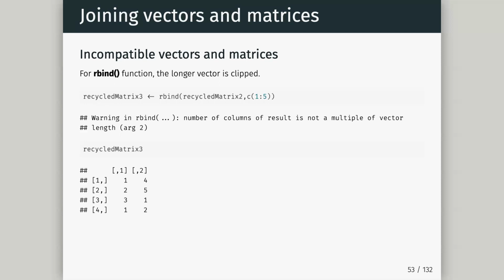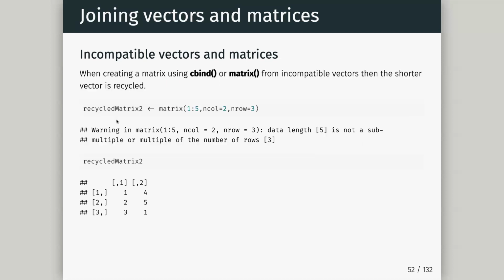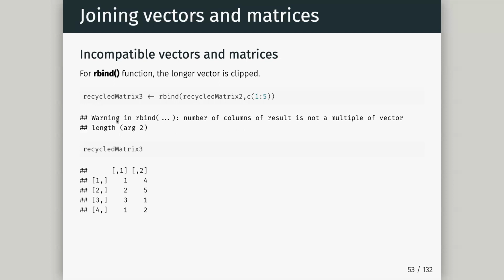Similarly, if you do rbind now, and I try and attach a row to my matrix which doesn't fit. So here I'm going to try and add to this matrix we just created, and we can see we've only got 2 columns. But I'm going to try and add a row bind to my matrix, 5 values. It's going to give me a different warning in rbind: number of columns of result is not a multiple of vector 2. You can see what it does. It's actually clipped the longer vector here, and it's giving me just 1 and 2. It hasn't expanded the matrix, just added the first 2 values of this.